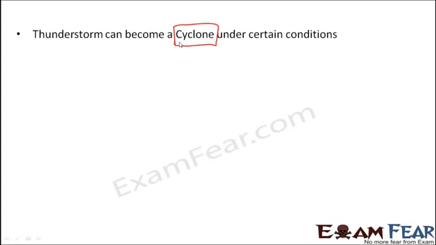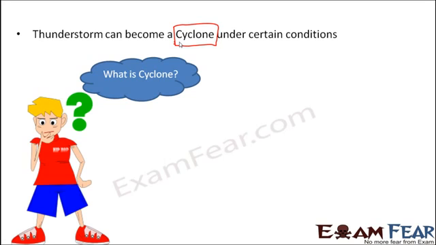Now cyclone is nothing but a severe form of thunderstorm. So under certain conditions, certain special conditions, a thunderstorm can become a cyclone. Now I am very sure you are wondering, what is a cyclone? Why is it so deadly?